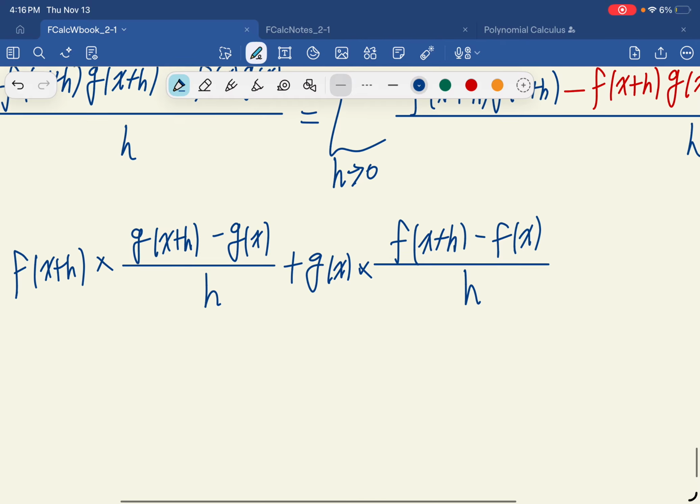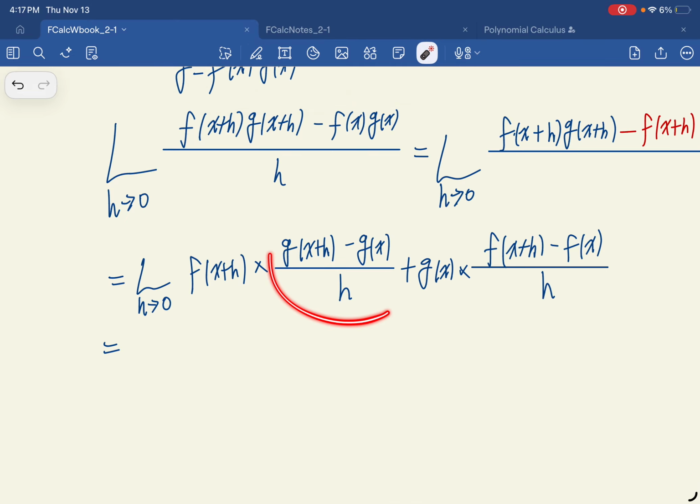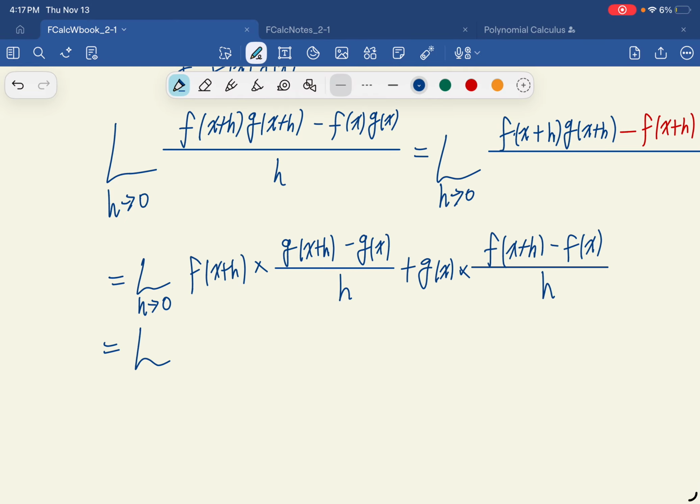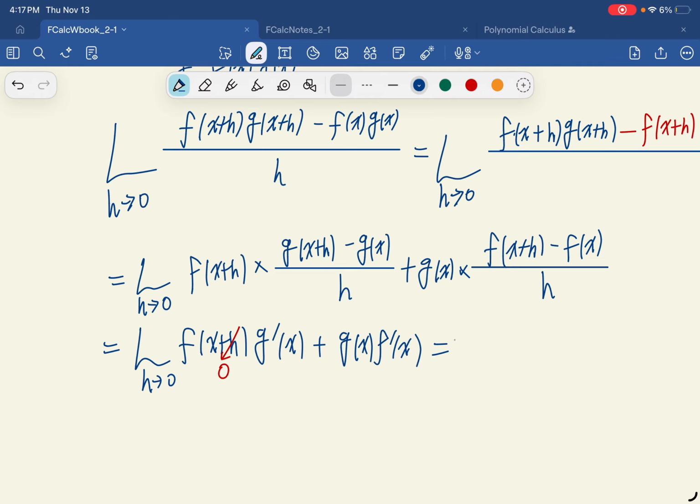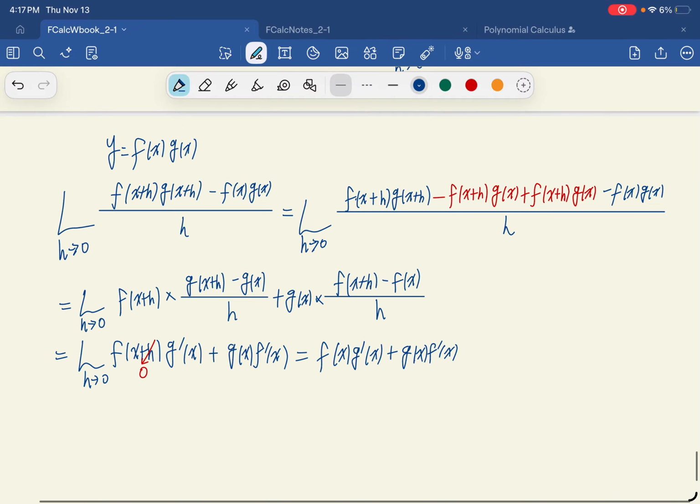Okay, and now we can apply the definitions of the derivative, right? So these structures look very familiar, right? So limit h goes to 0 of f of x plus h, and this is going to be g prime of x, plus g of x times f prime of x. Okay, and since h goes to 0, this will go to 0, leading to our formula f of x g prime of x plus g of x f prime of x. Okay, so that's the proof for the product rule.